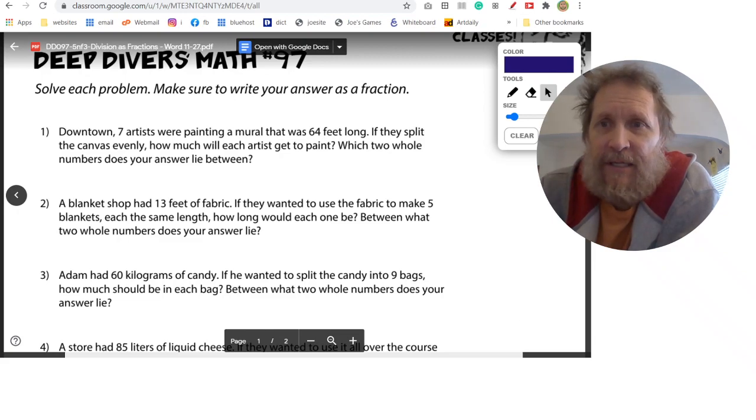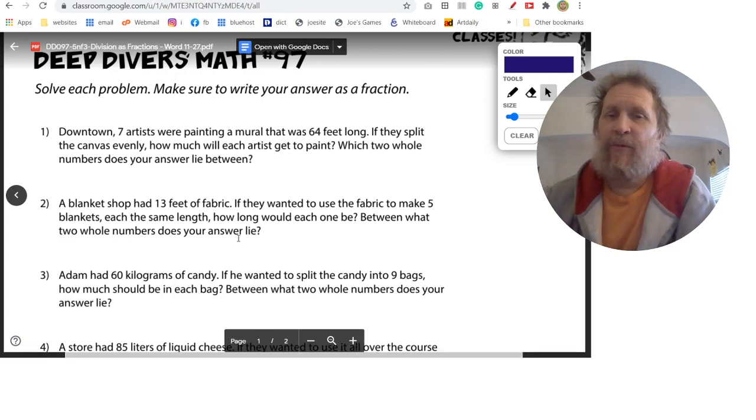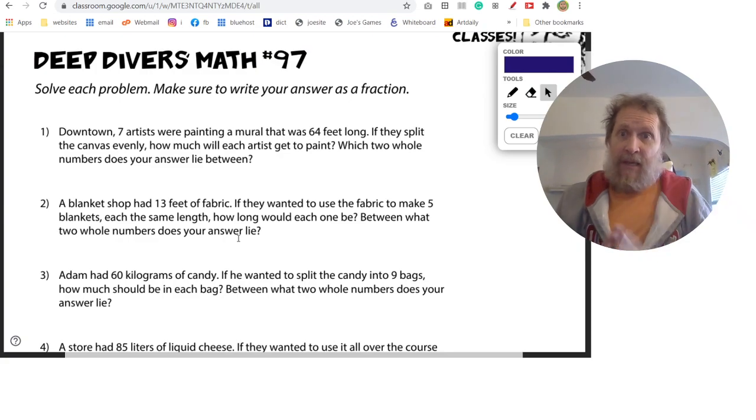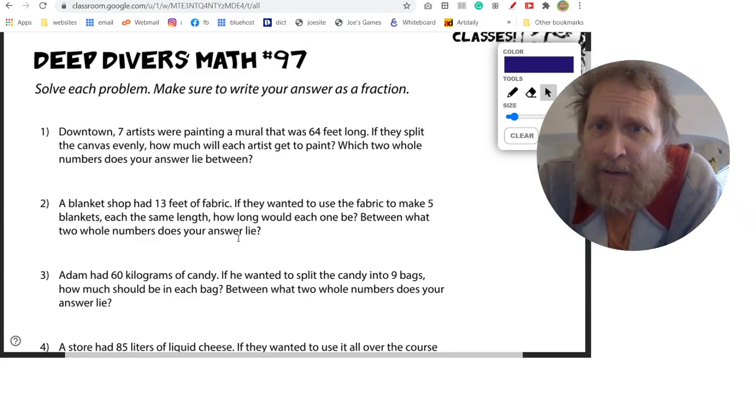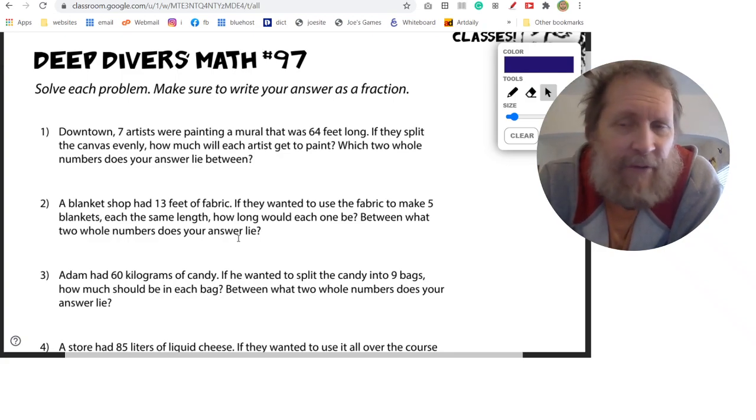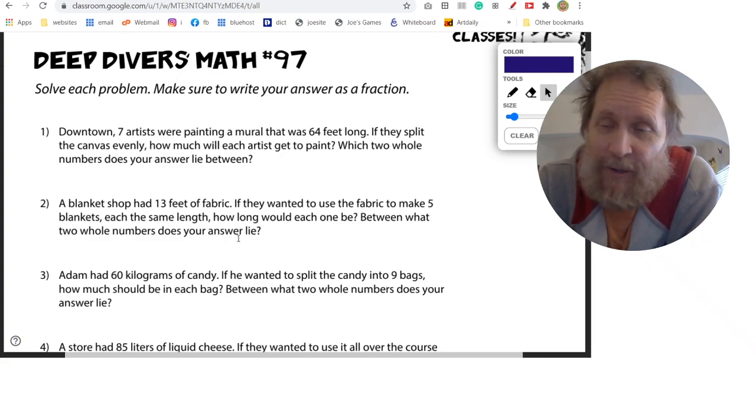Okay, deep divers, here we are on sheet number 97. And we've got more word problems. It says solve each problem, make sure to write your answer as a fraction. Which is funny because when I read this first problem, I don't know that we're going to be able to comply with what they're asking. But let's see, maybe I just glanced at it, so I haven't read it all the way through.